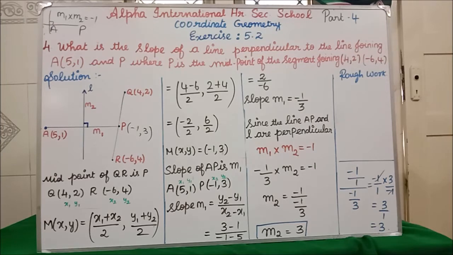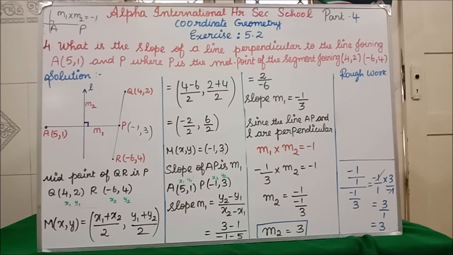Therefore, the required slope is m equal to 3. Okay, no need to mention m1, m2. Both are slope only. We can write m is equal to 3. With this, our 4th question is over. Next, we will see the 5th question.